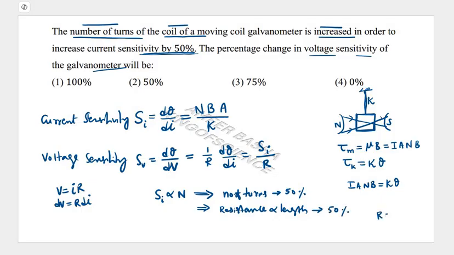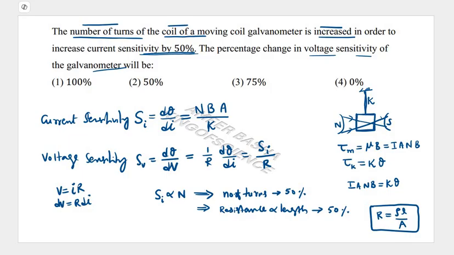We all know that resistance is equal to rho L by area. So the cross-sectional area is not changed here. The loop size is also not changed here. Only the length changes. So for the number of turns, if one loop is there and it is a square, the total length is 4L. If two loops are there, 8L. If three loops are there, 12L, like that.